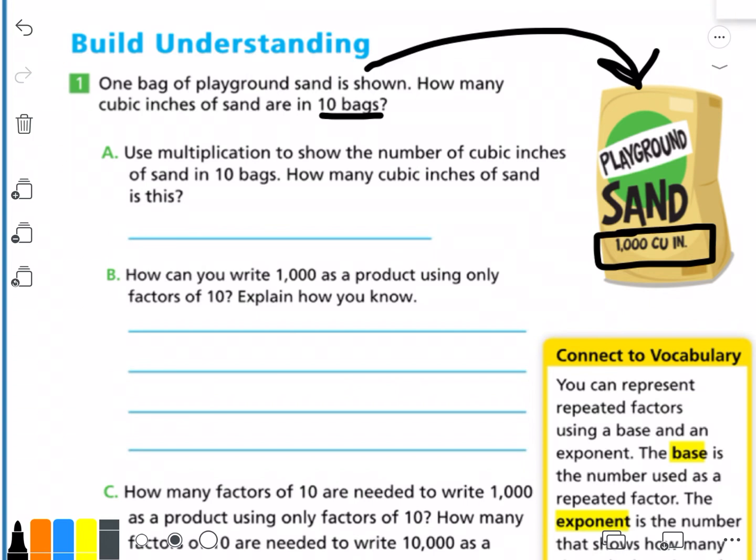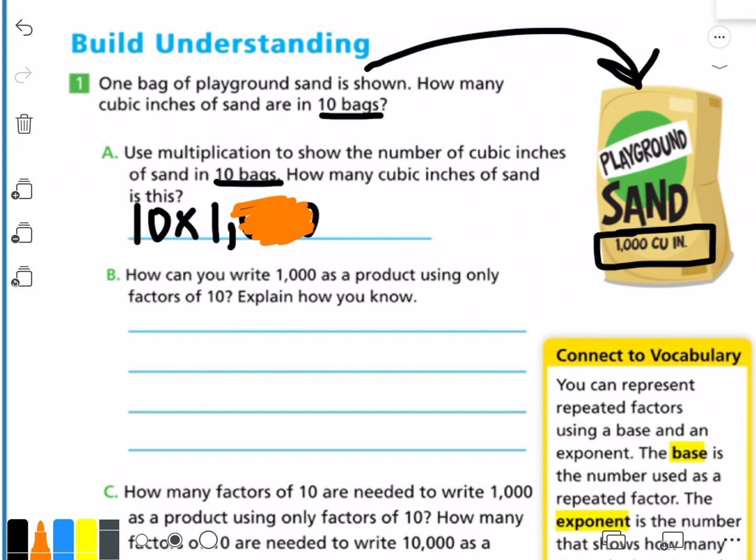Well, just like Mary's problem, we have to take 10 bags and we multiply it by how many cubic inches is in 1 bag. So if you look over at the playground sand, it says 1,000 cubic inches. So 1,000 is in 1 bag. We want to know about 10, so we have to multiply 10 times 1,000. Now, do not be nervous or scared because you see 10 times 1,000. Remember what I told you. Pretend these zeros are not there. Okay? Just pretend they're not there. Get them out of your brain for just a second.